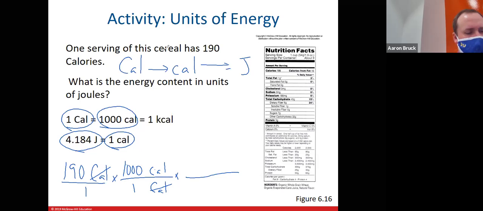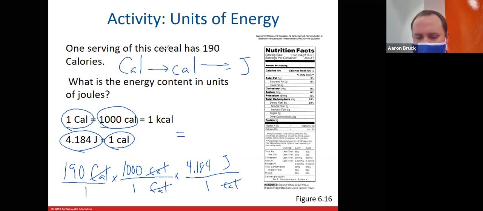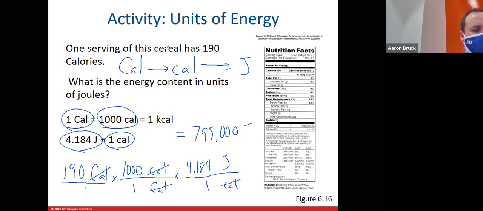And now I want to go from calories to joules. There are 4.184 joules in every calorie. My calories canceled there. 190 multiplied by 1,000 multiplied by 4.184, to 3 significant figures, would be 795,000 joules.